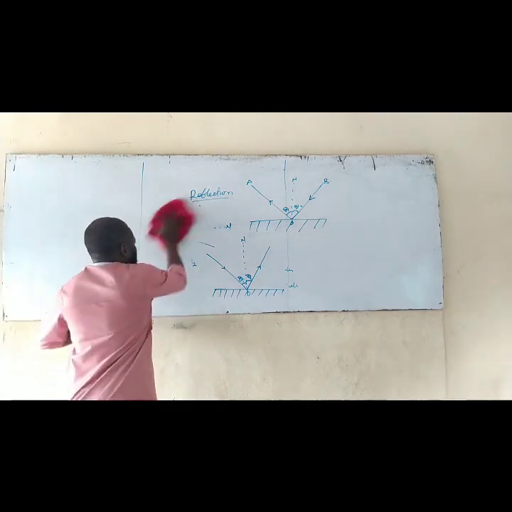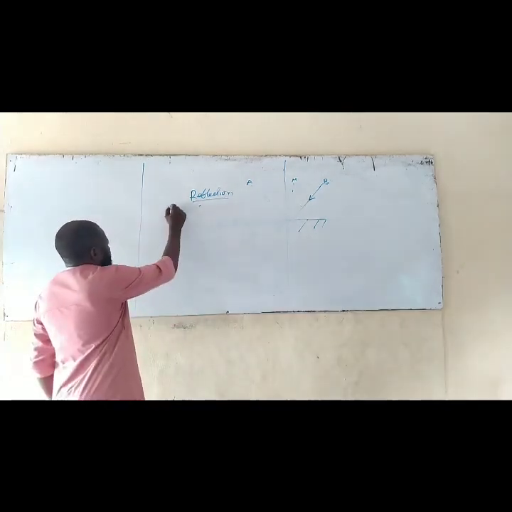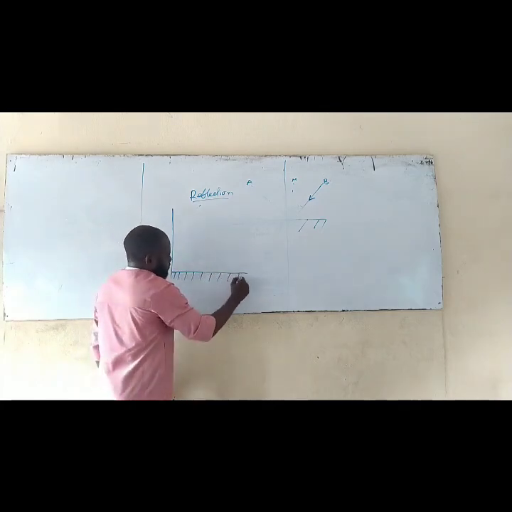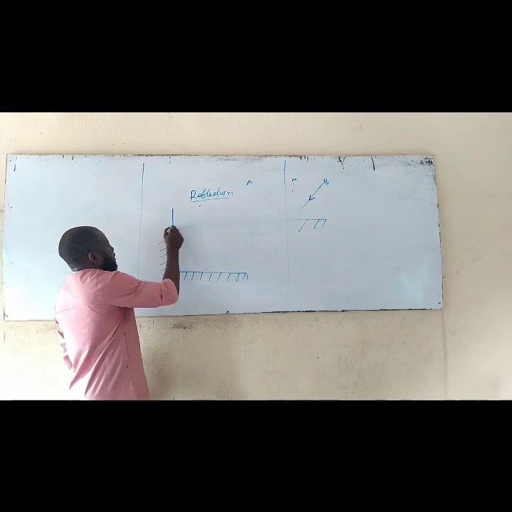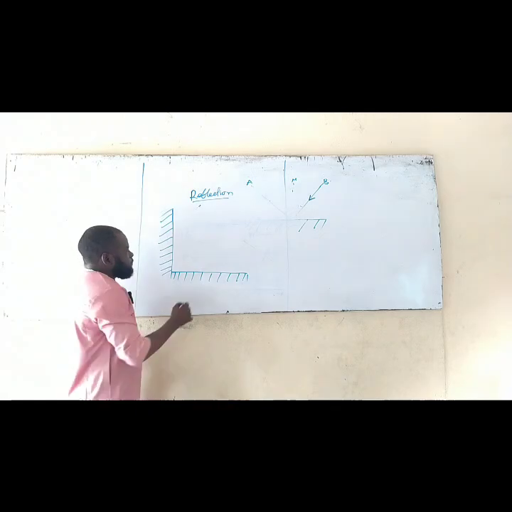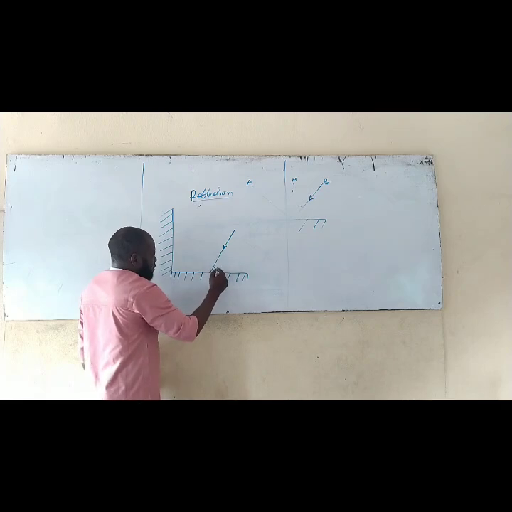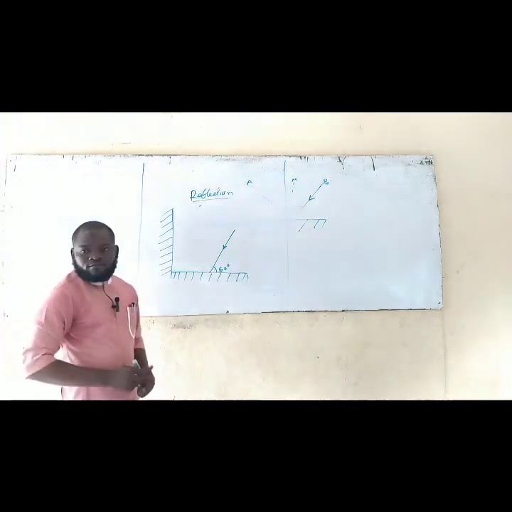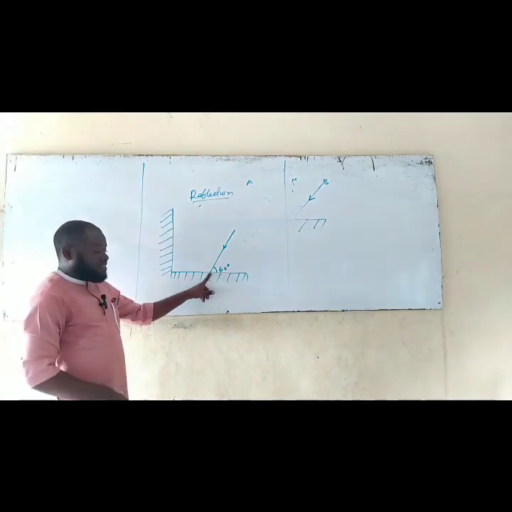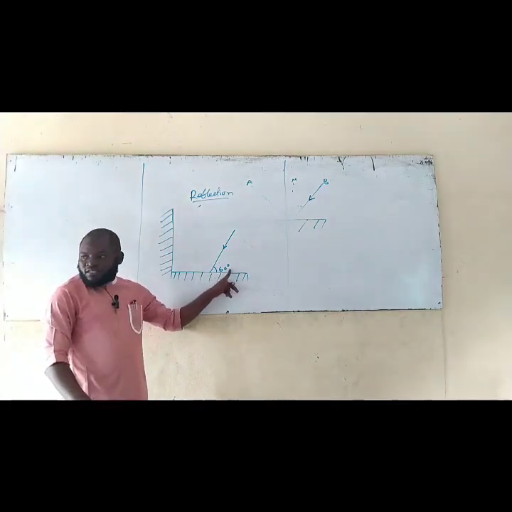I think I can clean this now. So let me say I have a corner reflector like this. This is a corner reflector: a mirror and another mirror. Are you seeing this now? Then I have a ray of light that is inclined at an angle of 60 degrees. Can you see the way it comes now? It's inclined at an angle of 60 degrees. That is, it strikes this surface at an angle of 60 degrees.